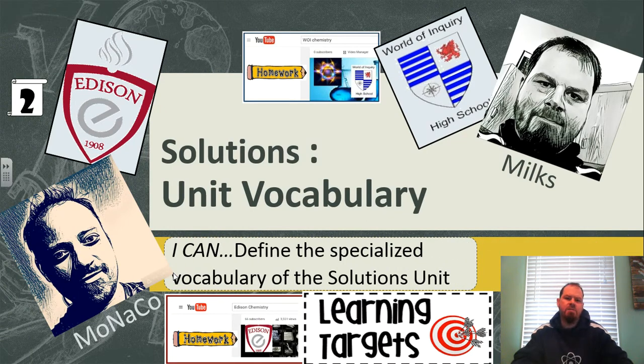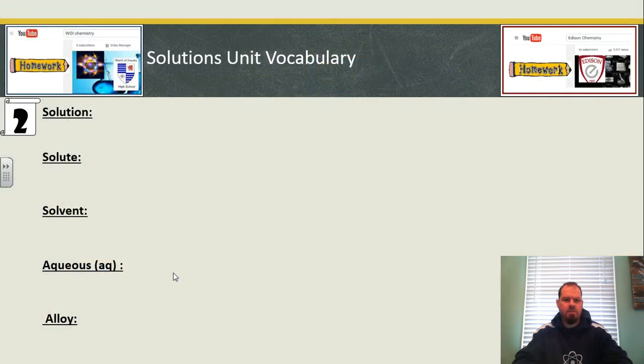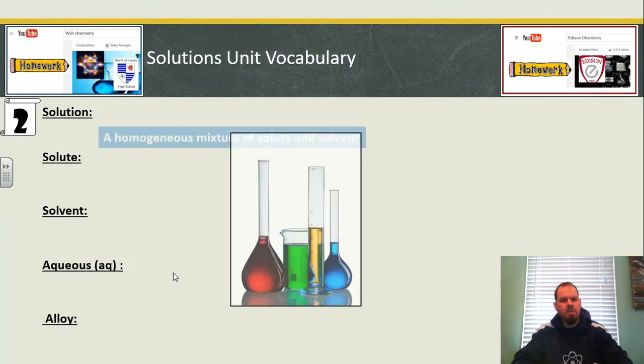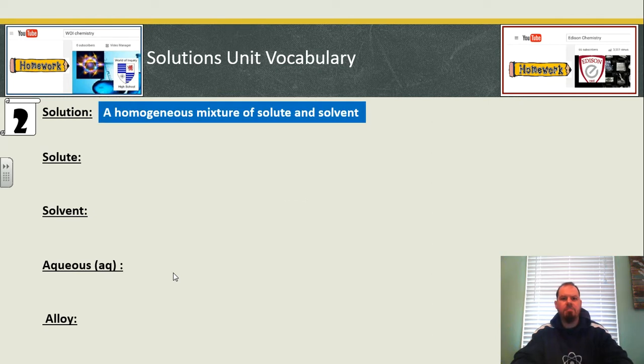So define the specialized vocabulary of the solutions unit. A solution. There's some colored ones. Specifically, a homogeneous mixture of solute and solvent. Man, there's 4 words in there that are just kind of loaded to give this very specific definition of solution. When I talk about detail oriented, that's what I mean. The word solution has this connotation, this hidden meaning of all of these things that have to be in there.